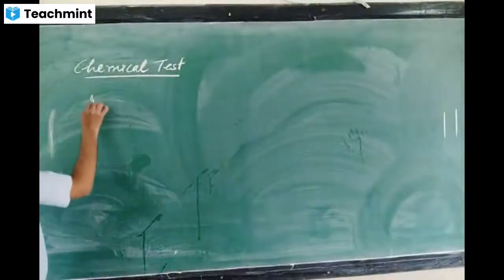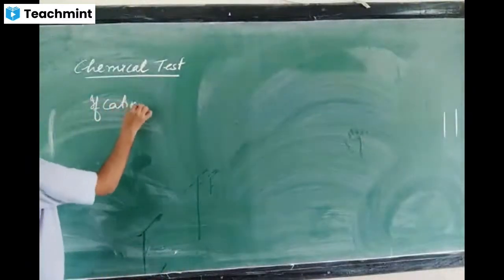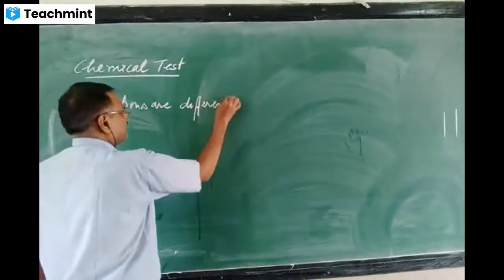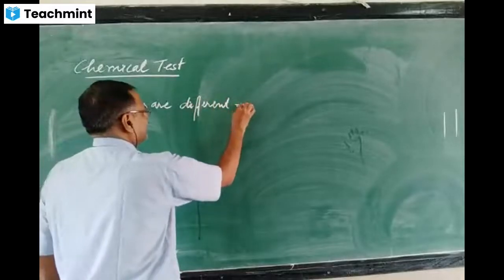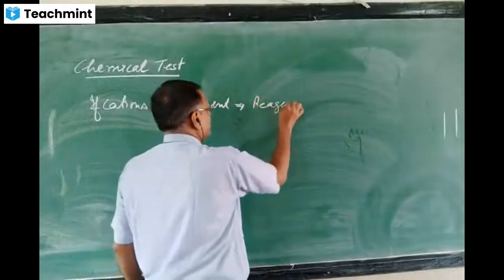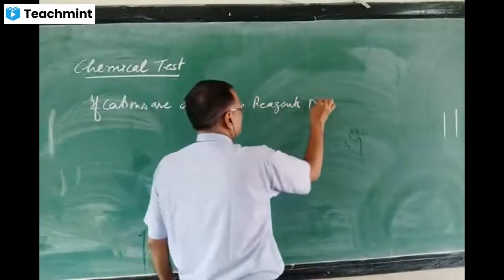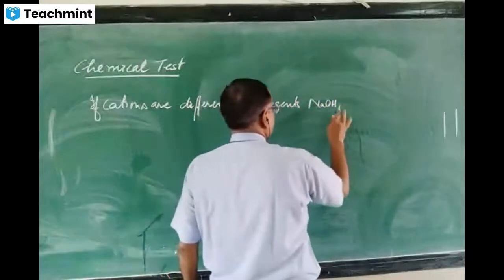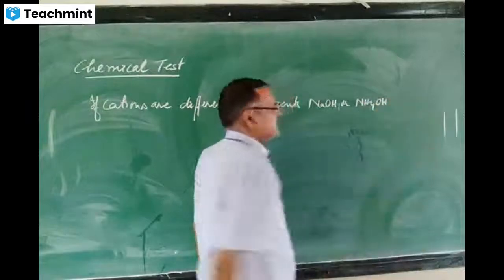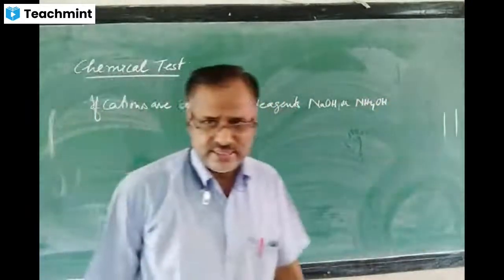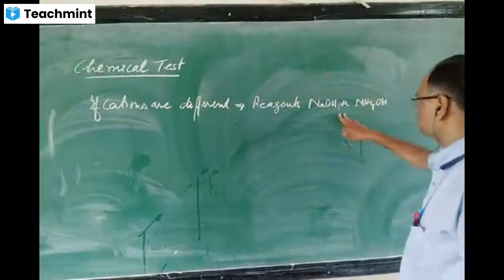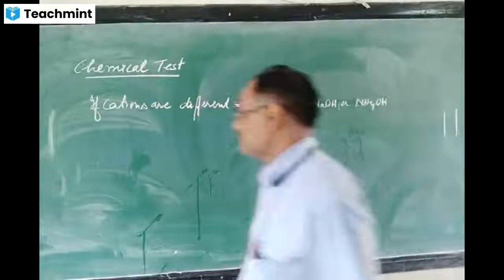So if cations are different, then the reagents used are sodium hydroxide or ammonium hydroxide. In the two compounds, if the cations are different, then you will use the reagent either sodium hydroxide or ammonium hydroxide.